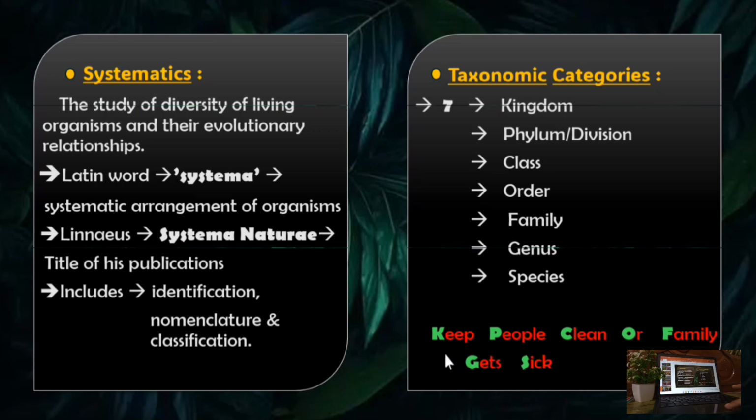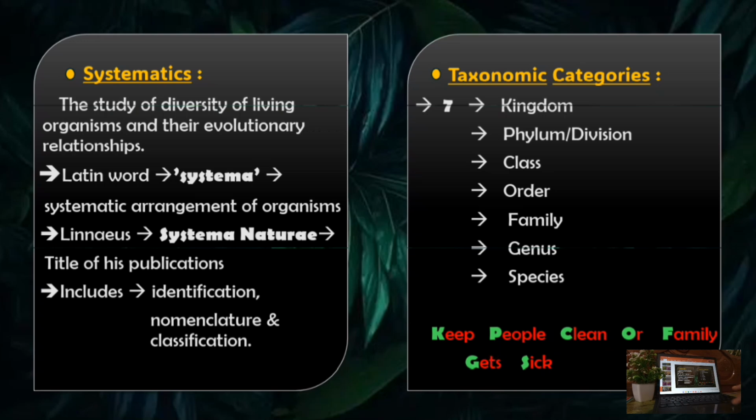Keep for kingdom, people for phylum, and you can remember division as well. Clean for class, or for order, family for family, gets for genus, sick for species. So keep people clean or family gets sick.